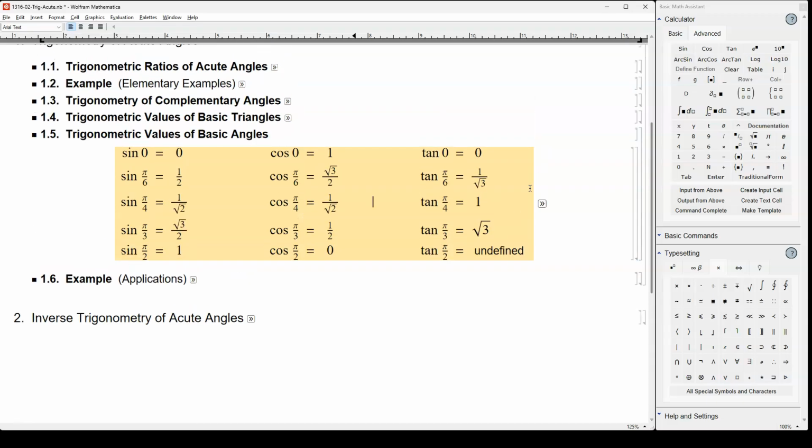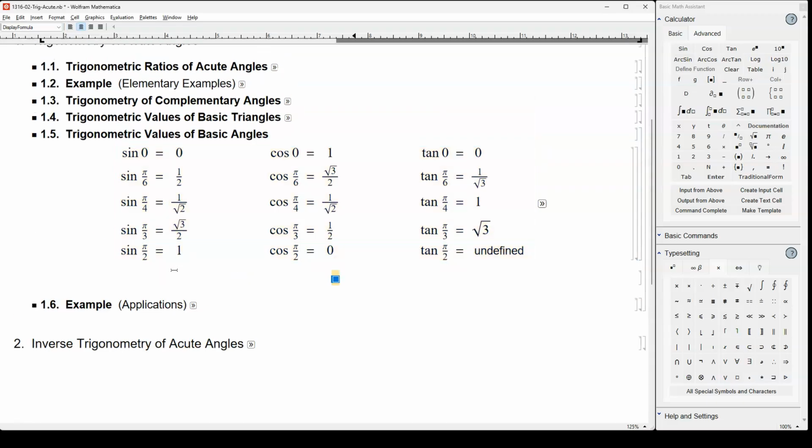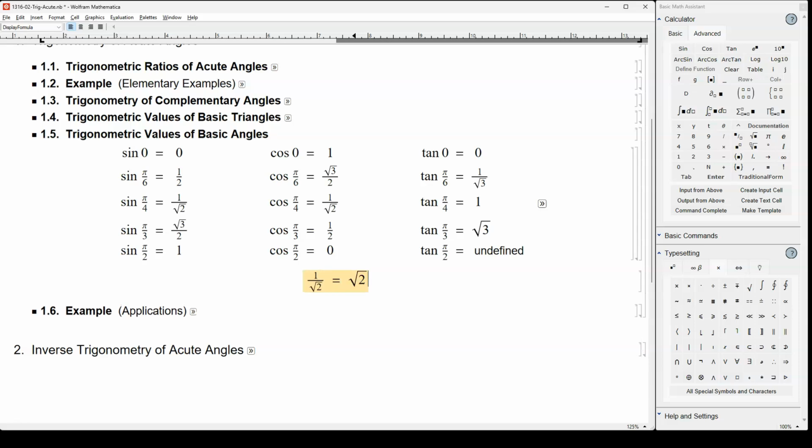Oh, as for this 1 over square root of 2, you can multiply square root of 2 to both numerator and denominator, and you can rationalize like this, square root of 2 over 2, if you want to. I don't rationalize, but if you prefer, you can go ahead. And then 1 over square root of 3, again, you can rationalize, multiply square root of 3 to both numerator and denominator, and express it as square root of 3 over 3.